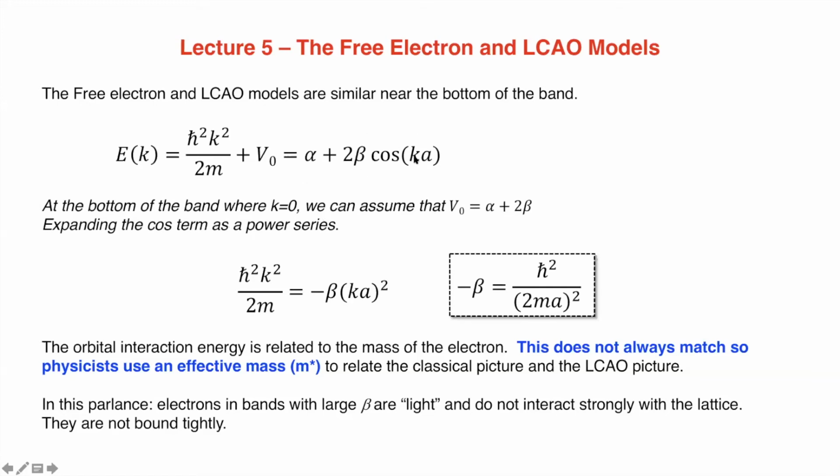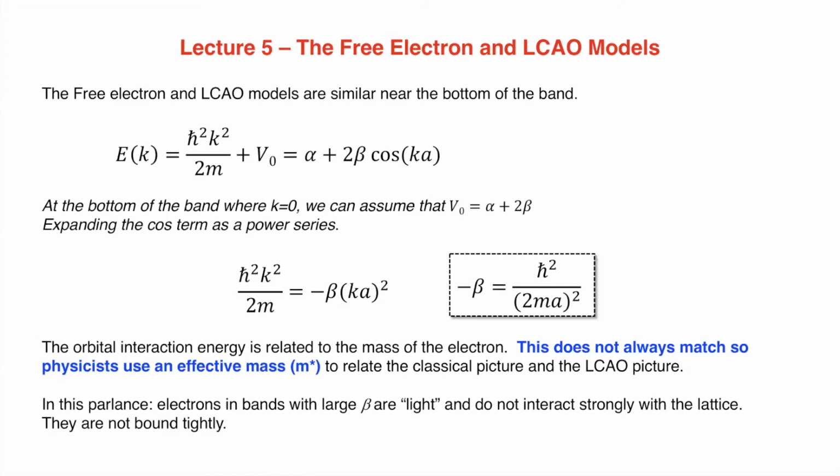And if you take this term here and expand it as a power series, you'll come out with this h squared k squared over 2m is equal to the orbital interaction times ka squared. Or rearranging here, you can end up with the orbital interaction strength is really 1 over the mass of the electron. So that's a lot of assumptions and math tricks that I'm not going to spend any time on. But what it's telling you here is that the orbital interaction strength and the mass of the electron in this kind of picture are related to each other.